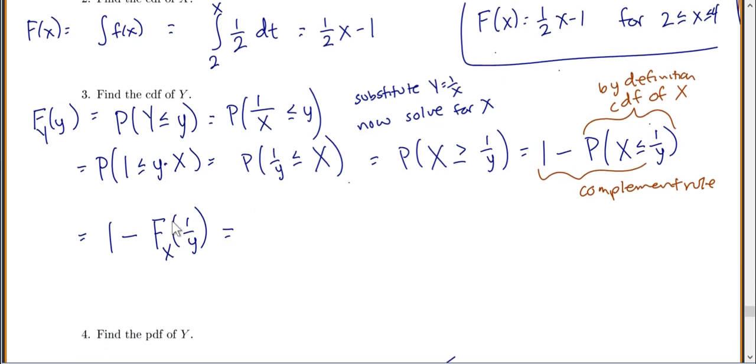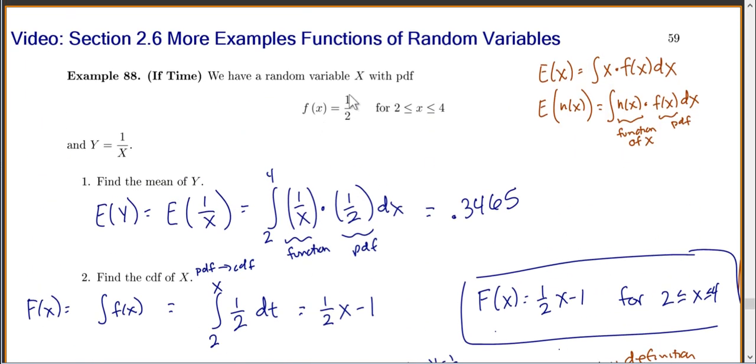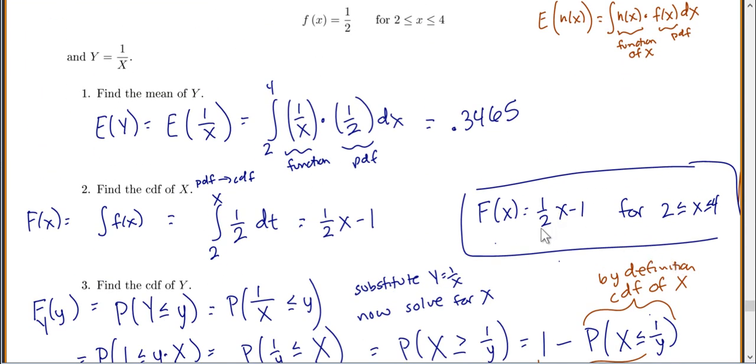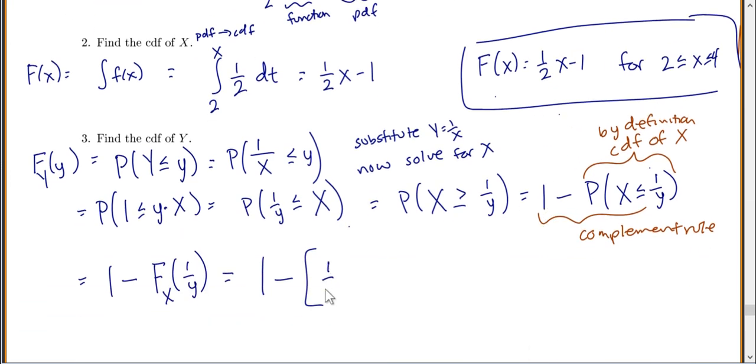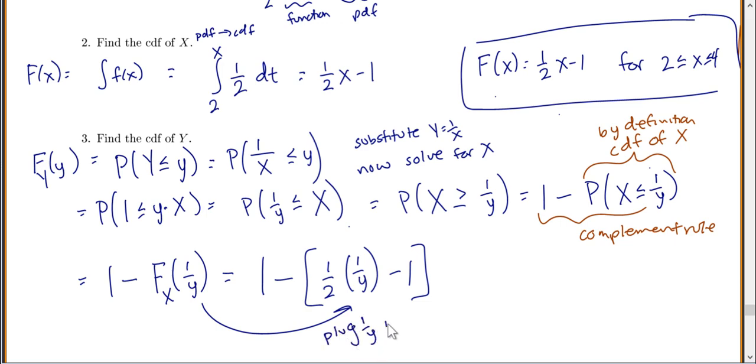At this point, we want to know what is the CDF of x at the point 1 over y. So we'll do 1 minus. Now find the CDF of x again, which is 1/2 times x minus 1. So 1/2 times x, and in this case, x is 1 over y, minus 1. So we plug 1 over y into the CDF of x. Let's see, so 1 minus a negative 1, that should give me a positive 2. So we have 2 minus 1 over 2y.